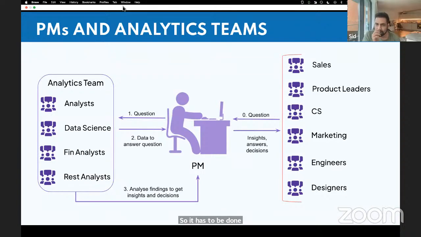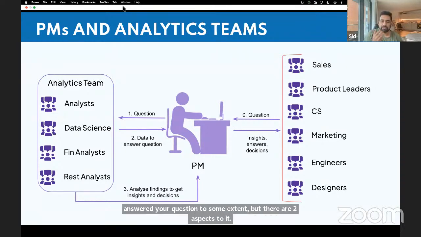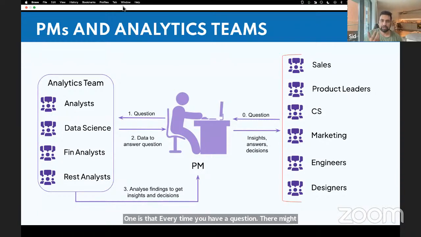Darshan, I think that the above should have answered your question to some extent, but there are two aspects to it. One is that every time you have a question, there might be scenarios where you already know the answer. In that case, you will not go to the analytics team. There might be scenarios where you have the data to drive the answer. Even in that case, you don't need to go to the analytics team. And as above, if there is no analytics team, then you just become the analyst yourself.